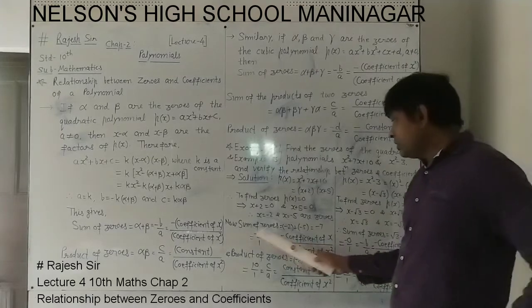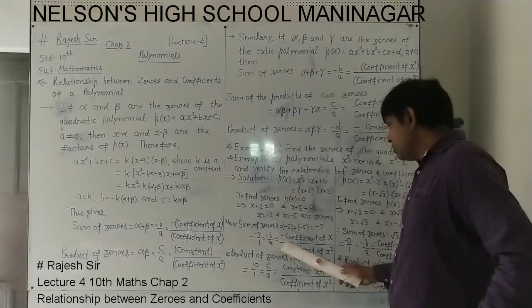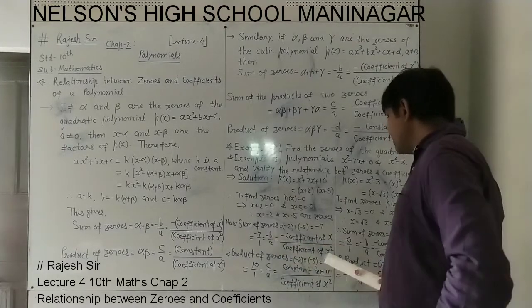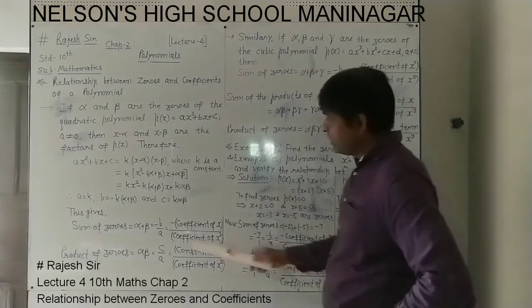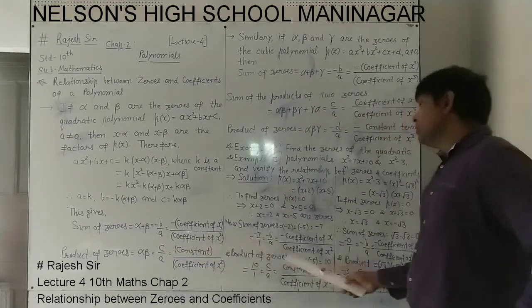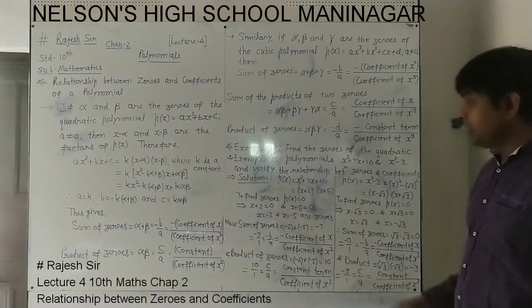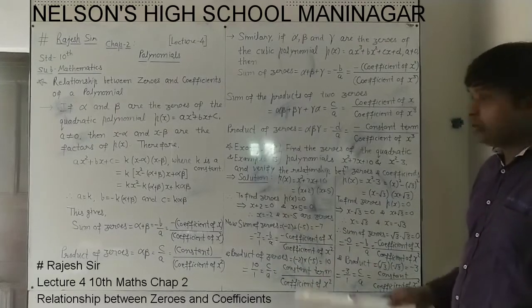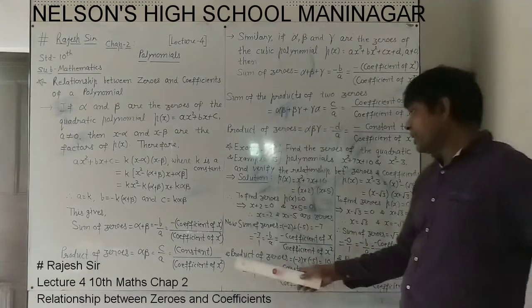So here, the sum of the zeros, what did we get? Minus coefficient of x upon coefficient of x square, that is minus b upon a, and the sum of the zeros here is minus b upon a. You can see quite clearly, so yes, it is following the relationship of the sum of the zeros. Now we will check the product also.